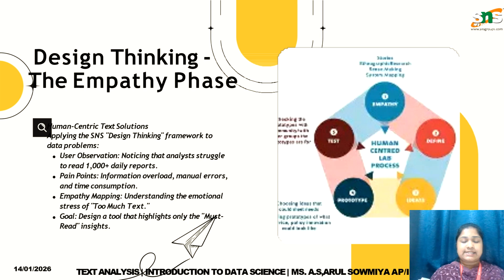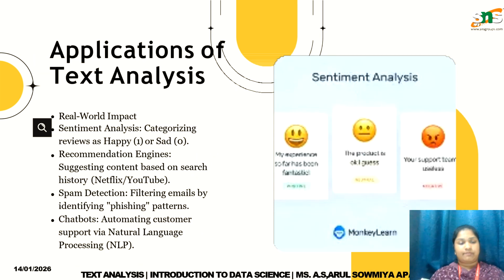So the first one is the design thinking phase. In design thinking, we see the empathy phase. Here it is a human-centered text solution. Here we see user observation, pain points, and empathy mapping. So the real goal is to design a tool that highlights only the must-read insights.